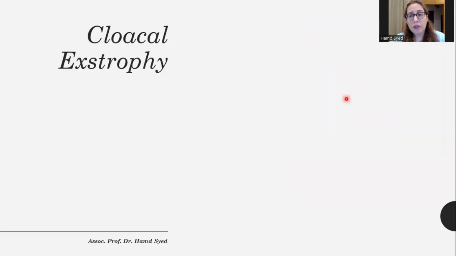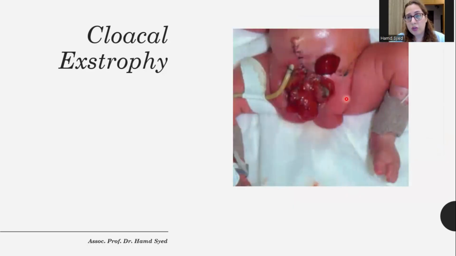Now, in the severe form, if there is a defect in the pelvic region, a ventral body wall defect, then that leads to cloacal exstrophy, in which the rectum and urinary bladder, which are both derived from the cloaca, are exposed.